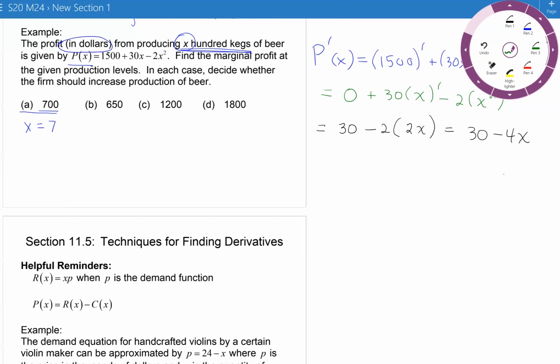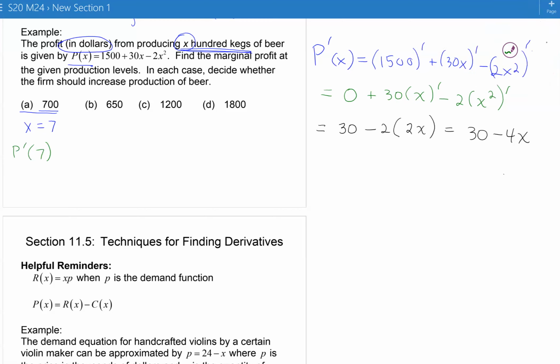So you want to figure out p prime of 7. What is happening when x is 7? So I'll have 30 minus 4 times 7. So that's 2, and it's dollars per 100 kegs. So the units of derivative are the same as units of slope. They're units of y per units of x, whatever y is being measured with, per however x is being measured.